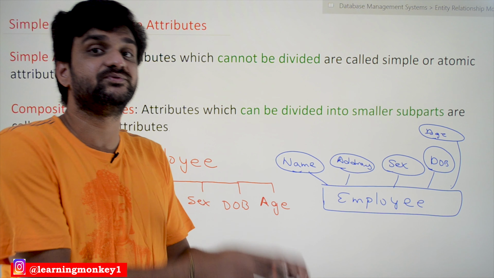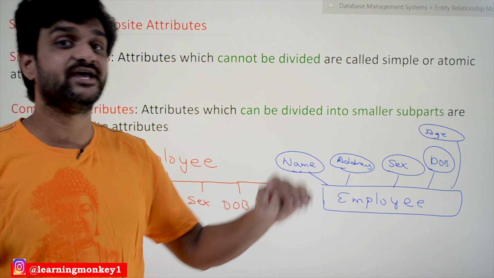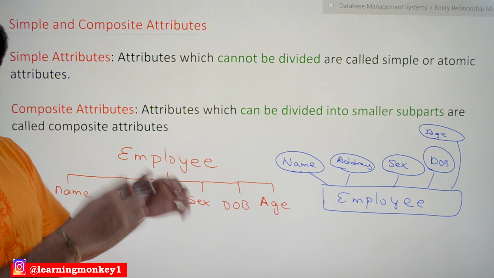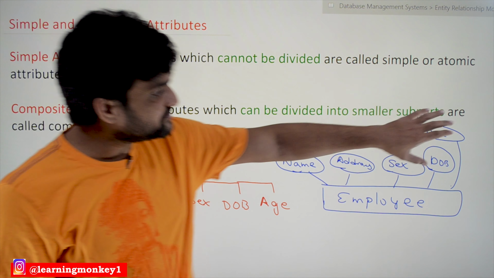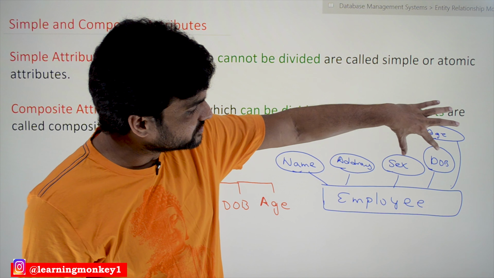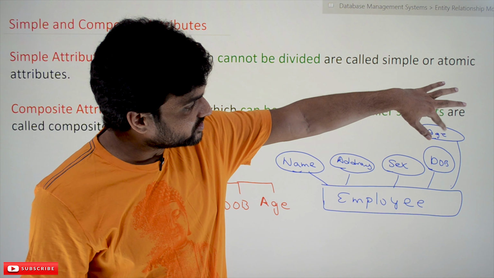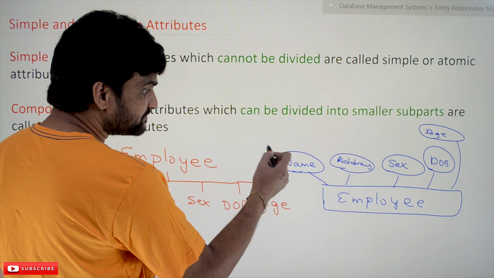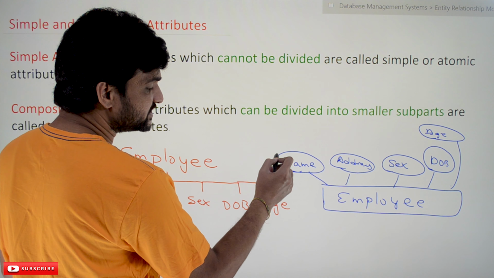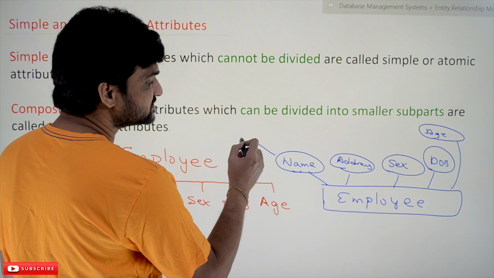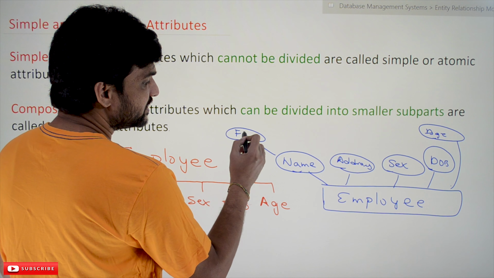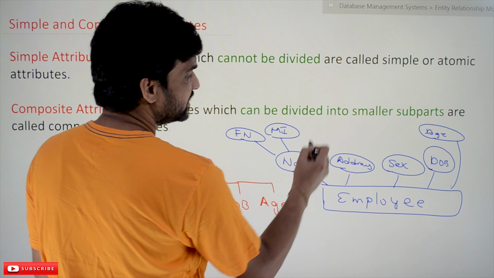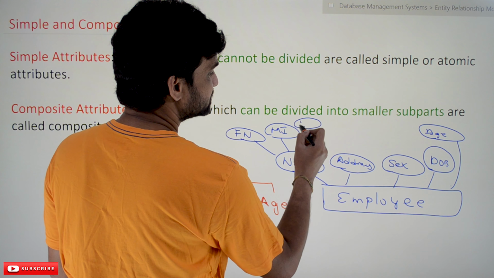How are the composite attributes represented in an ER diagram? That is important to understand. Attributes are represented in this way. There are different types of attributes. One of the attribute types is simple. In that category we have sex, date of birth and age as simple attributes. And the composite attributes are represented by attaching the subparts. The subparts are first name, middle name or middle initial, and last name.